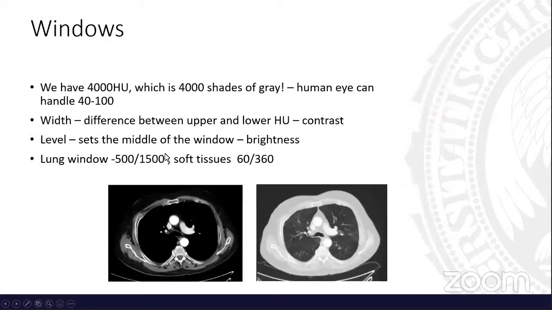And that's why we are using the windows. We need to take only a part of the range. You can see, for example, here a window for soft tissues. You can't see much of the lungs because they are at minus 1,000, and this is a lung window. Here I can't see much of the soft tissues. There is no need to remember the numbers. We usually have shortcuts on the keyboard for changing them. I will show you here.